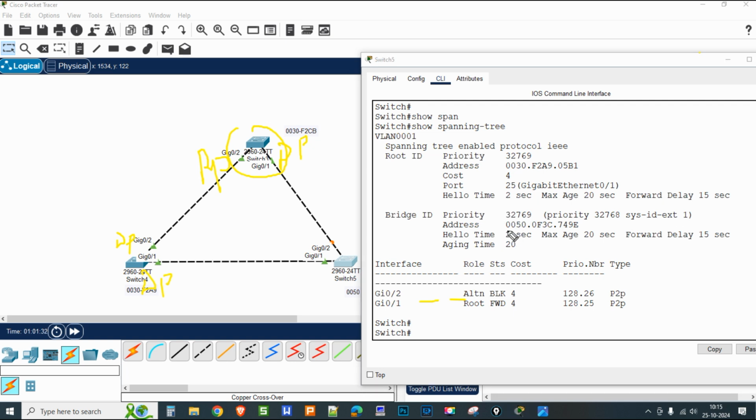You can see 0050 0F3C 749E is the corresponding switch 5 MAC address, VLAN 1 address. Priority value is the same for all switches. That's why it takes the priority based on the MAC address value. Here you can see Gigabit Ethernet 0/1 is the root port. I already told you which port is connected from the root bridge, it is called the root port. Then alternate port: the alternate port will block the frames to prevent loops in the infra.